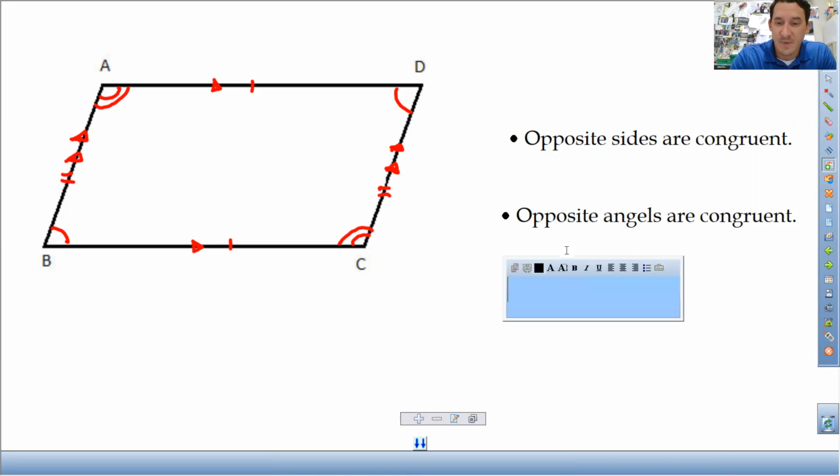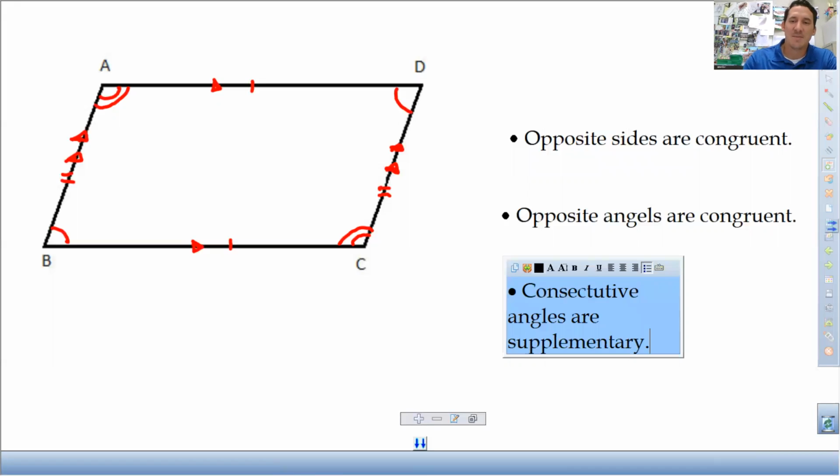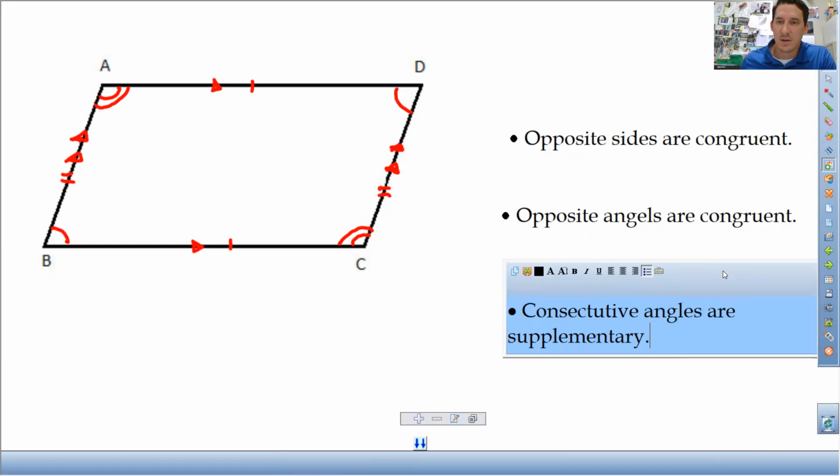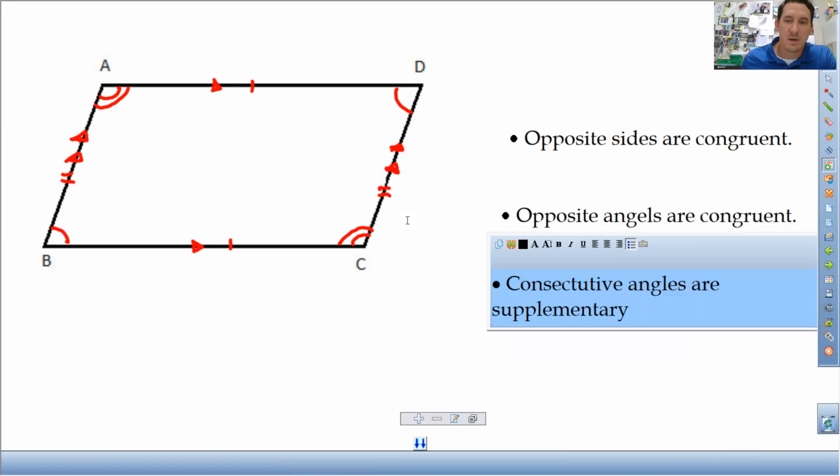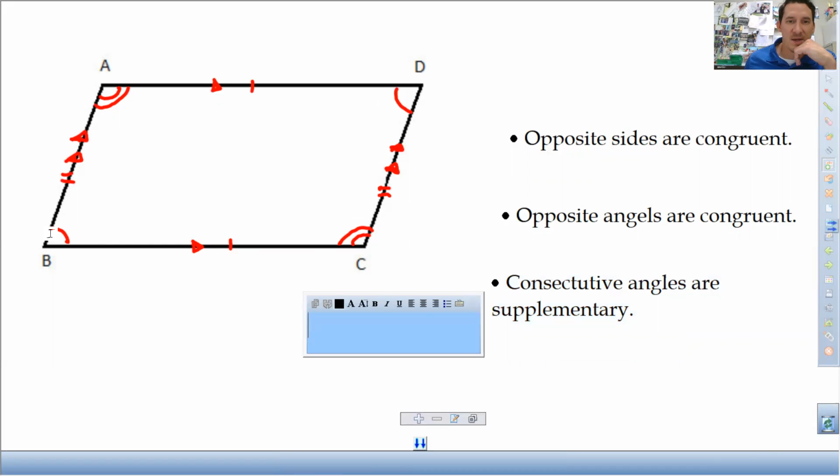The next one, still dealing with the angles, is consecutive angles. Consecutive angles are supplementary. Remember, that means they add up to 180. So if they're not congruent, they add to 180. So this one and this one add to 180, B and C add to 180, B and A add to 180.